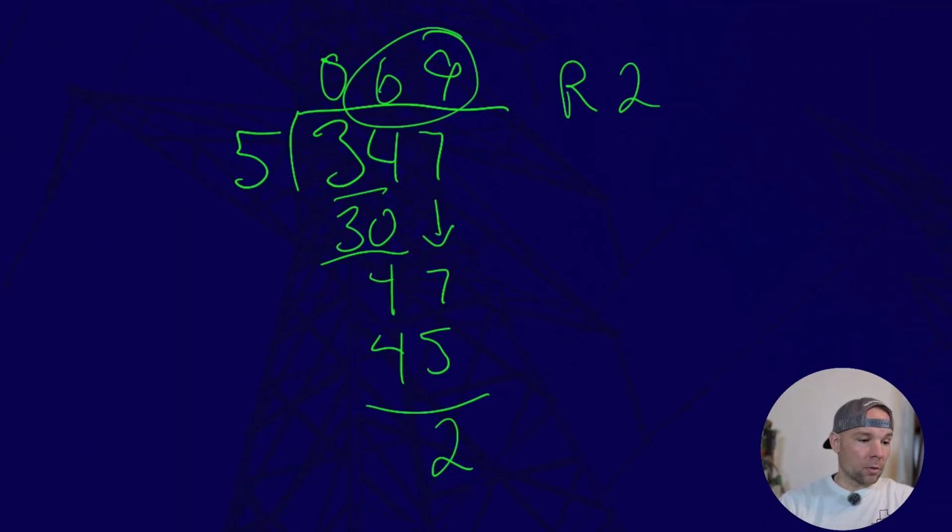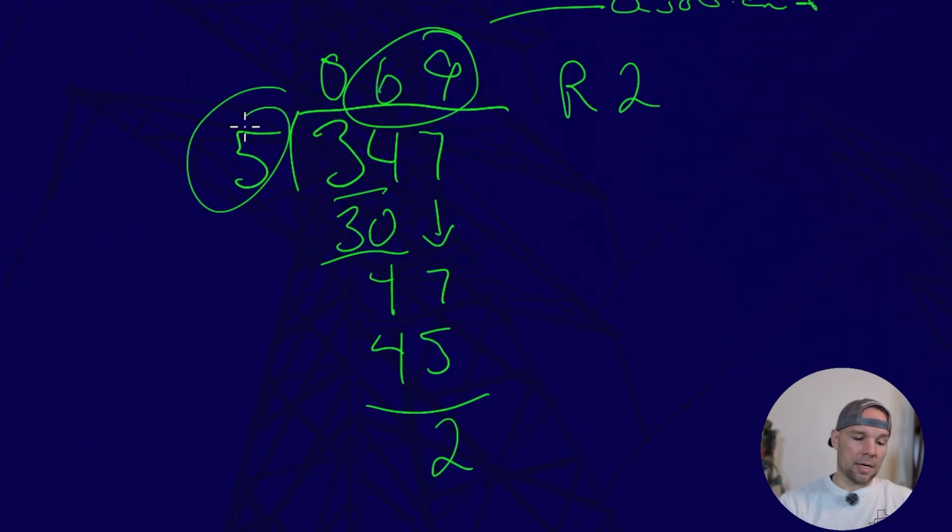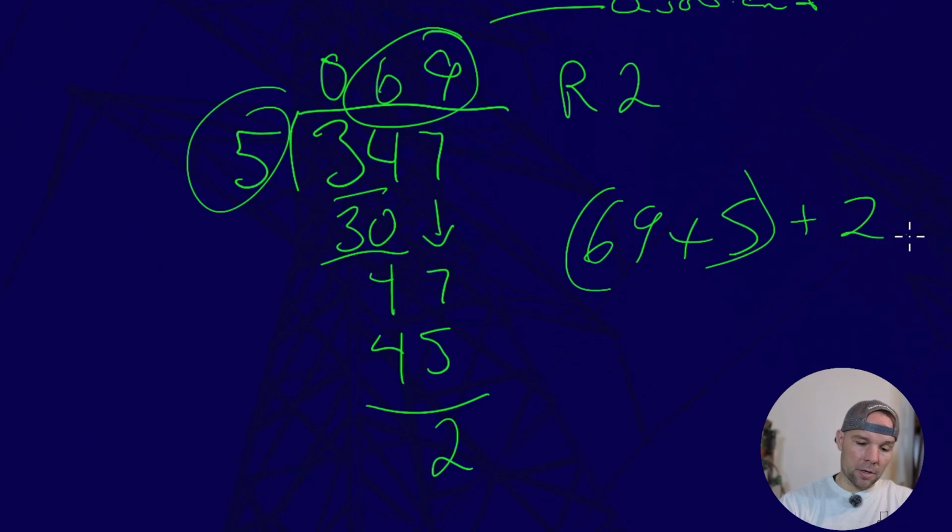To check, you want to multiply the quotient by the divisor. So this is our quotient; you multiply the quotient by the divisor. So 69 times 5, and then you want to add the remainder of 2, and you should get 347.